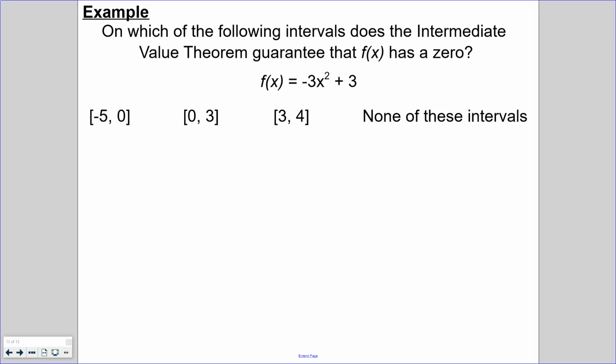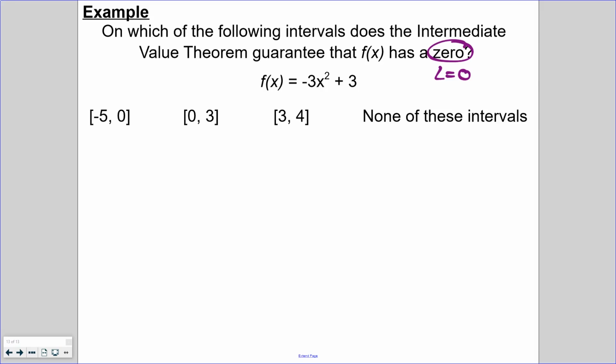And our final example, on which of the following intervals does the intermediate value theorem guarantee that f of x has a 0? Well, here we go again. We're looking for zeros, which means we're looking for sign changes in the y's, or in the outputs. And let's see, we're given 3 intervals, but also the option that none of the intervals give us a 0. So we're going to have to use the intermediate value theorem and compare the y values.